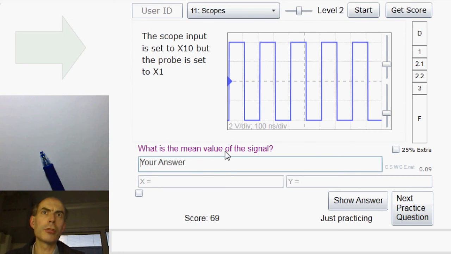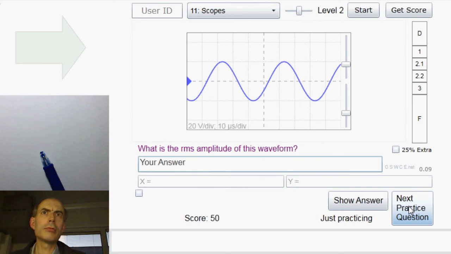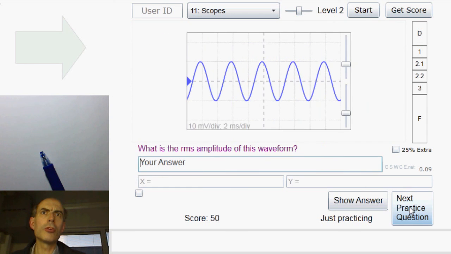The mean value of the signal, well, that's actually just 0. It would be 0 no matter what the scope probe was set to. Not as interesting a question as I'd hoped. Let's see if I can find one like that which is a bit more interesting.